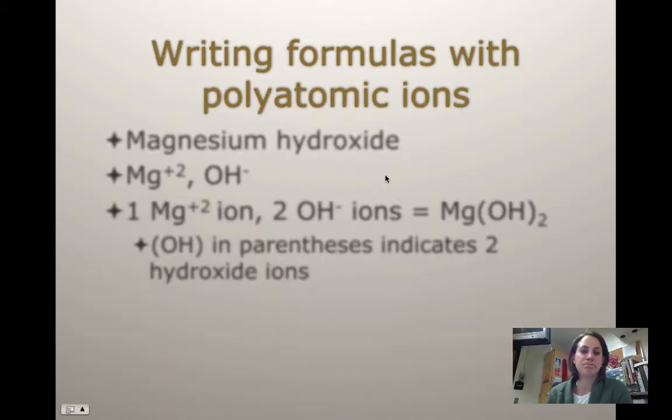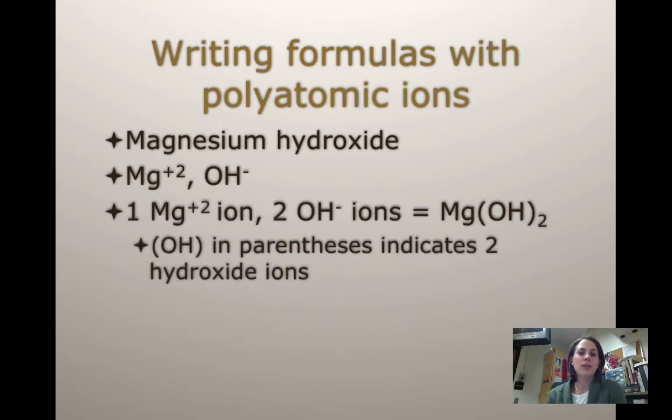We'll do some examples here. First, I'm going to write formulas that have polyatomic ions in them. I have the name of a compound such as magnesium hydroxide, and my first clue that this involves a polyatomic ion is that it's hydroxide. It's not oxide like we've seen before. Oxide would just mean that it's oxygen. Hydroxide means that it's different. There's something new here. Magnesium is a +2 charge. I always know that. Hydroxide, I might have to go back to the previous slide and look it up, but the formula is OH, and it has a -1 charge.